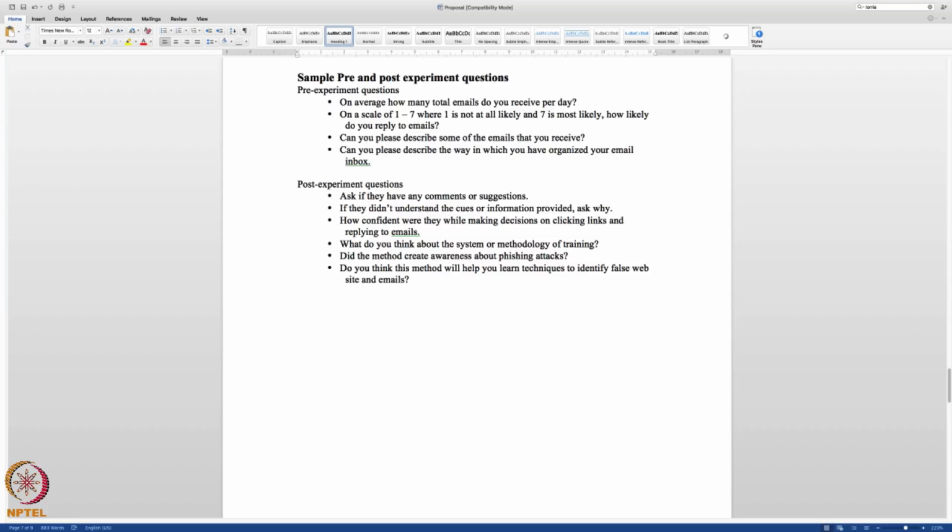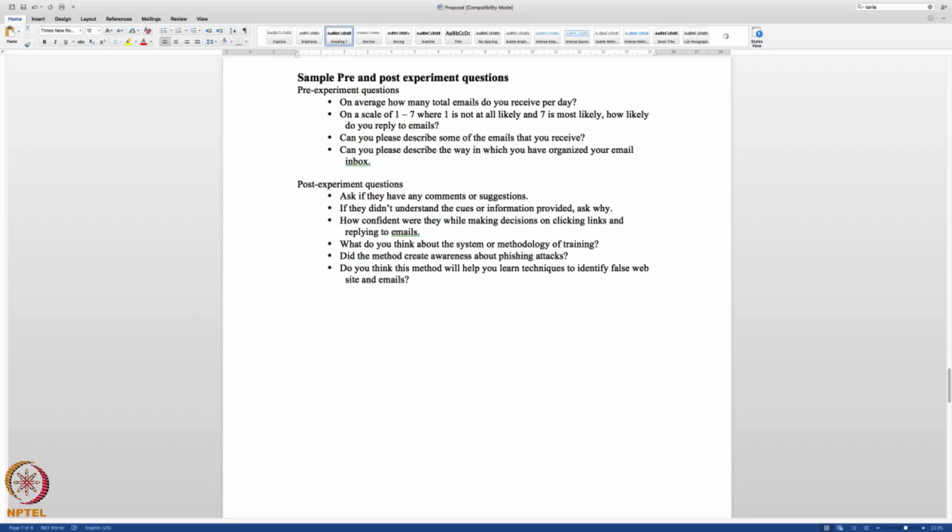There are many types of questions that you can ask in the pre and the post. One of the reasons why you definitely want to have pre-experiment questions is to recruit people, or decide who will participate in your study. You could just use these as screening questions, where you say, okay, I need participants who are of this category, which is male, age 20 to 25, studying engineering in engineering colleges, or have this type of experience. On average, how many total emails do you receive per day? Right? These are the questions that I asked in my pre-questions.